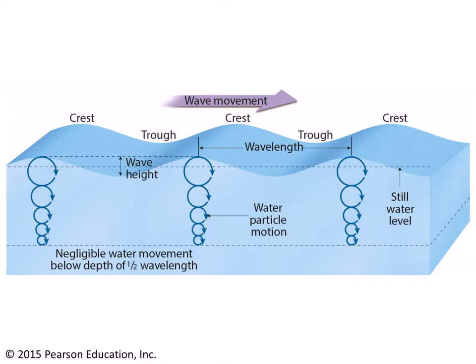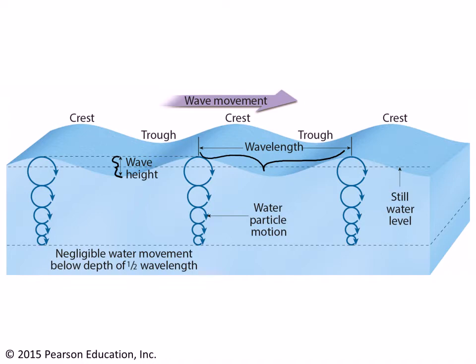The distance from one wave to the next is referred to as the wavelength, whereas the wave height is the distance basically between the top of the wave, or the crest, and the bottom of the wave, or the trough. The wave period is how many wave crests pass a given point in a certain amount of time.